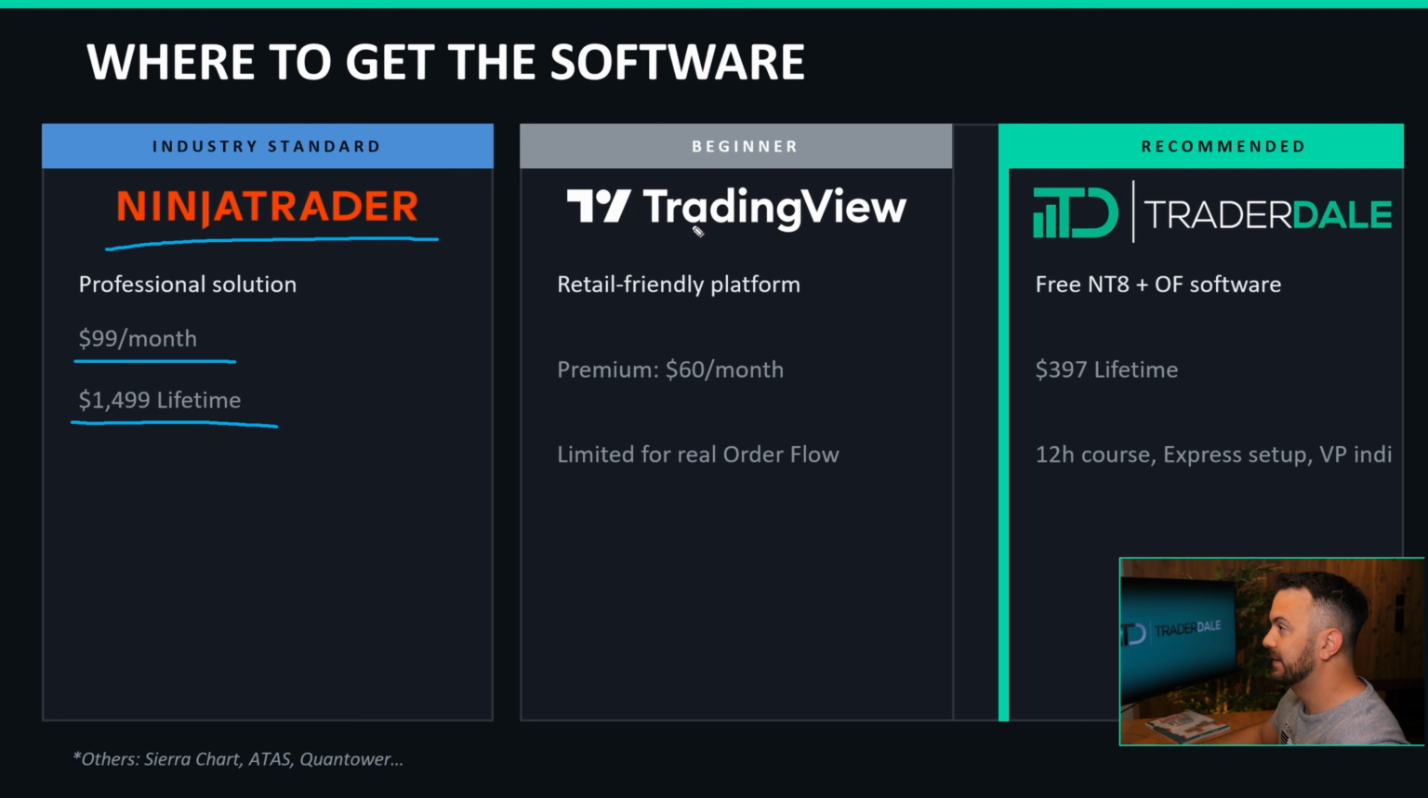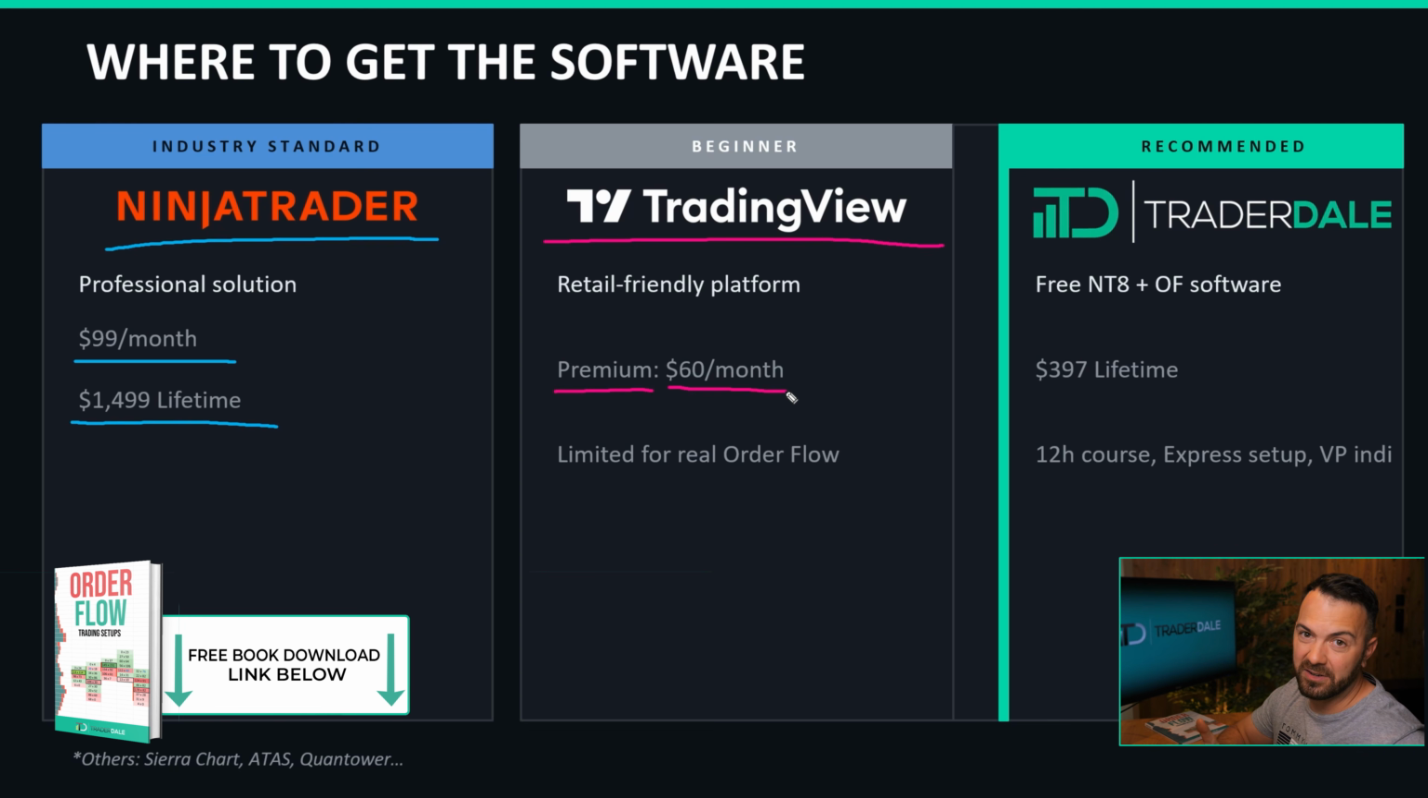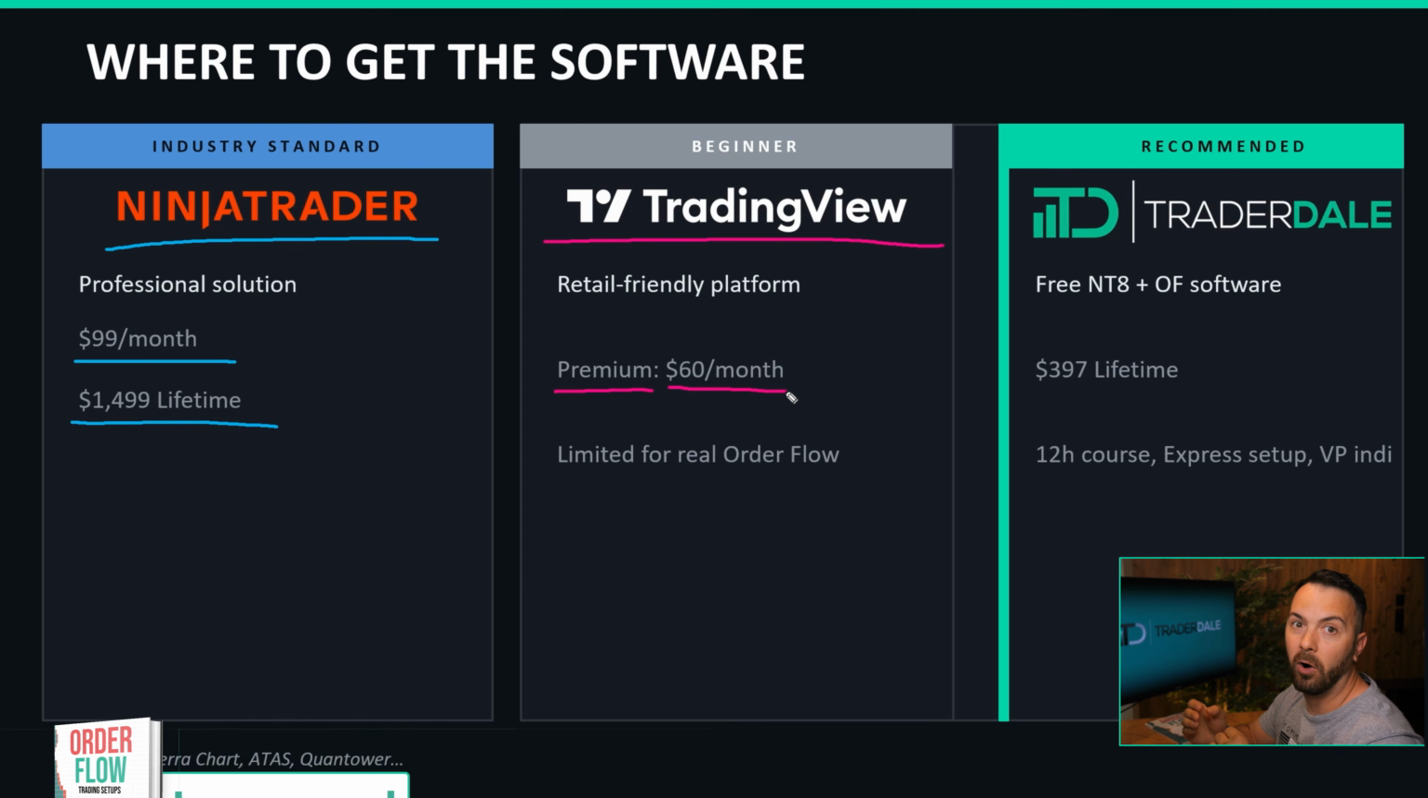Another option is TradingView. This is the most popular platform there currently is, and you need to have their premium subscription, which is $60 per month, and then they'll allow you to use order flow. They call it the volume footprint, if I'm not mistaken. TradingView is more for retail traders rather than for professional traders. So I only recommend using TradingView with order flow if you already have their premium plan, so you don't need to pay anything extra.